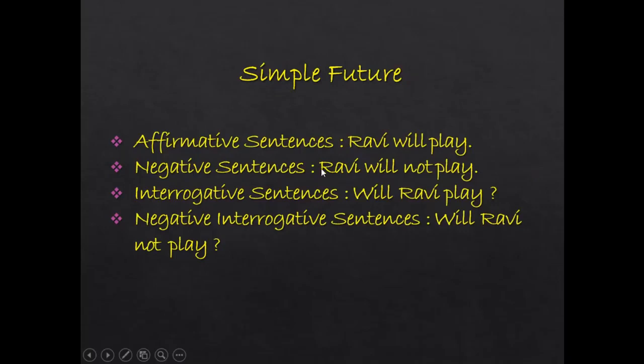How do we write a simple future tense? In affirmative sentences, we write, Ravi will play. In negative sentences, we write, Ravi will not play. An example for the interrogative simple future sentences: Will Ravi play? And negative interrogative sentence: Will Ravi not play?